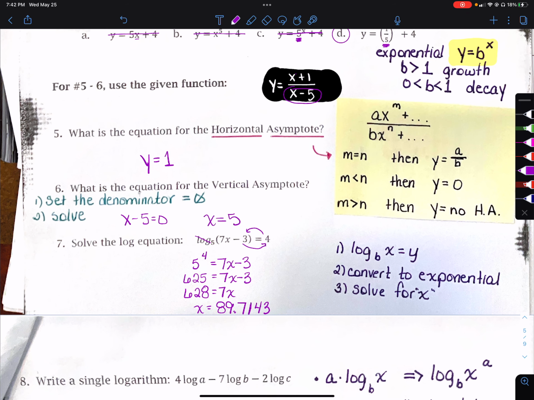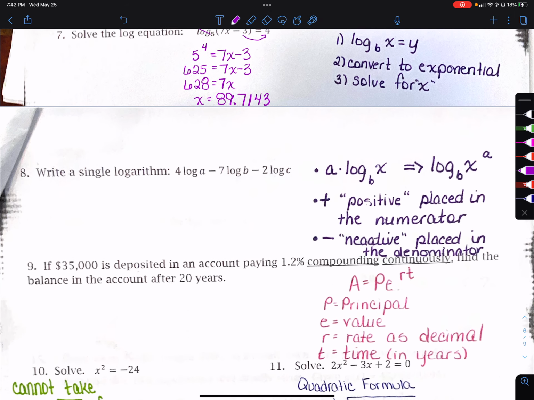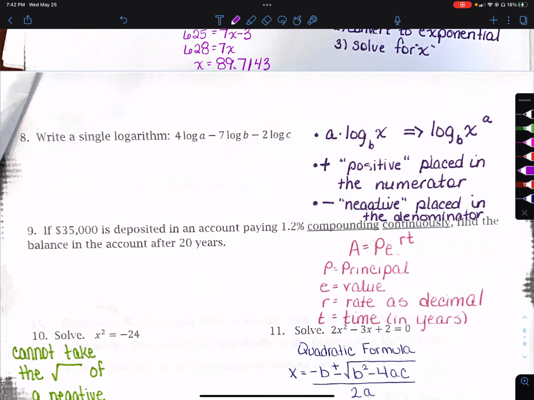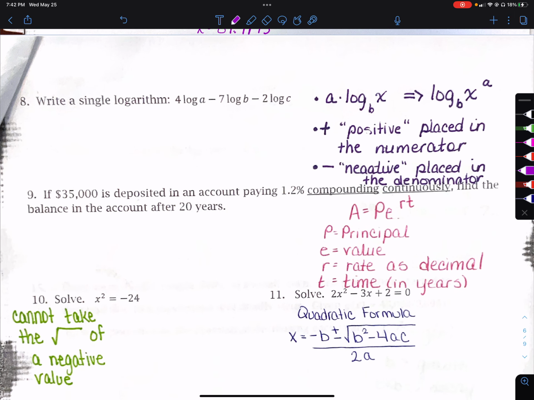So this next one, we're going to work on condensing logs. So we had condensing and we had expanding. A couple of clues about condensing. Remember that what we're trying to do is get all the logs together into one. However, if there is a coefficient in front of the word log, like this 4 in front of log here, we need to move it to go as the exponent on top of that argument.